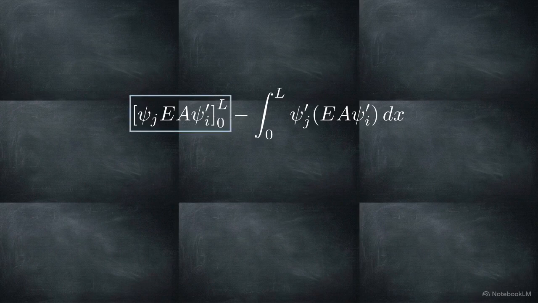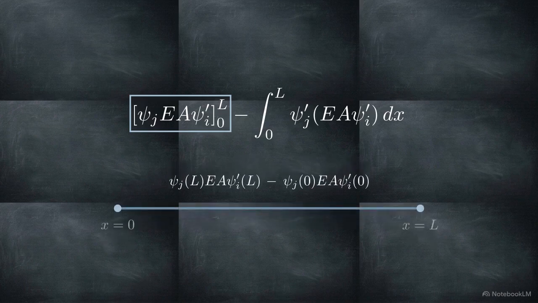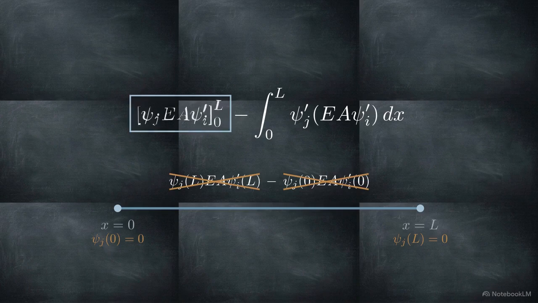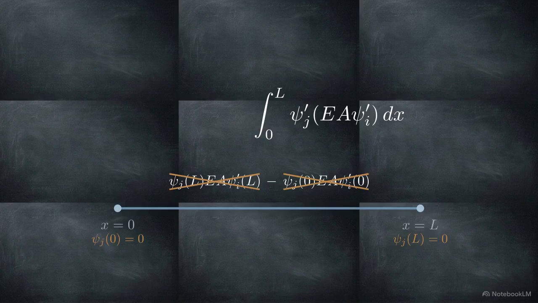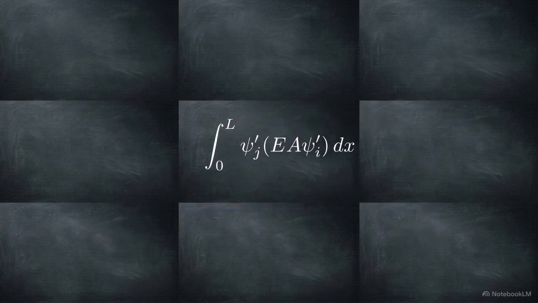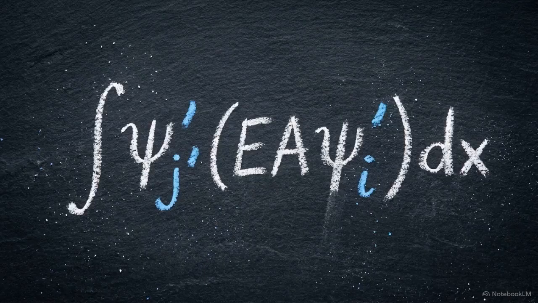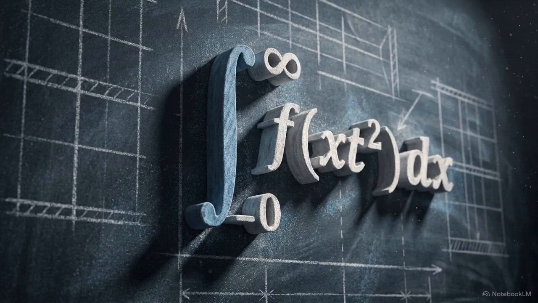This shift creates a boundary term as a byproduct. We evaluate this boundary term at the absolute edges of the domain, from x equals 0 to x equals L. We check these against the physical conditions of the bar, where displacement is 0. In this case, these boundary conditions cause the entire term to drop out. With the boundary term gone, only the transformed integral remains. The equation now calculates the first derivative of psi sub j multiplied by the first derivative of psi sub i. By transferring the mathematical burden through integration by parts, we have reached the weak form of the equation.